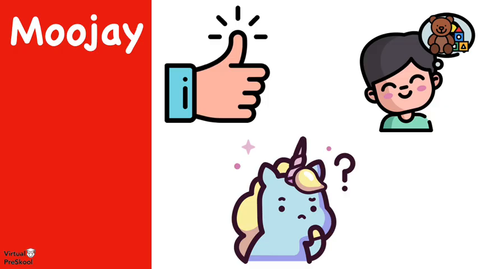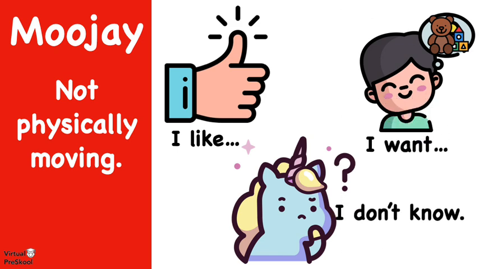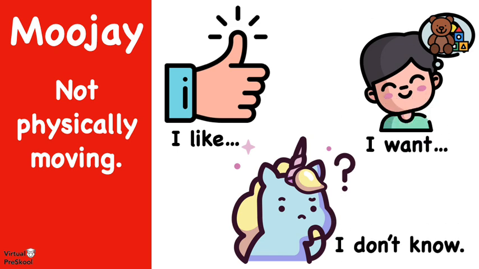Now, let's switch gears and look at mujhe. Mujhe is used when I is not physically moving. That means sentences such as I like, I want, and I don't know. You don't have to physically move to like someone or something, to want something, or when you don't know something. Those things don't require physical movement.